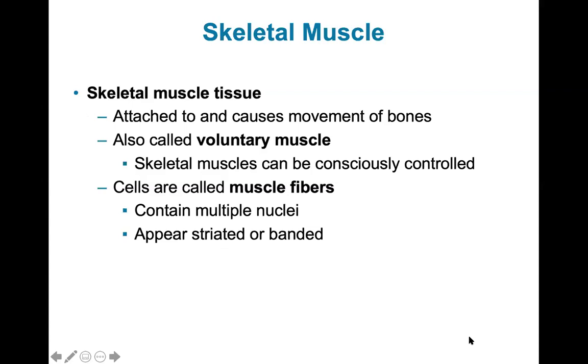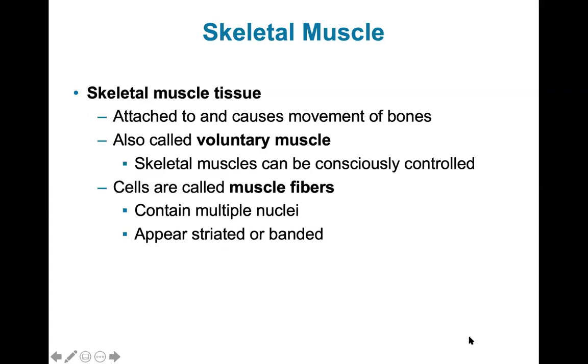Skeletal muscle is attached to and causes movement of bones. It's also called a voluntary muscle because you actually have conscious control over this muscle, meaning you can decide consciously when you want to move this muscle. The other two types of muscle, cardiac and smooth, you actually have no conscious control over.